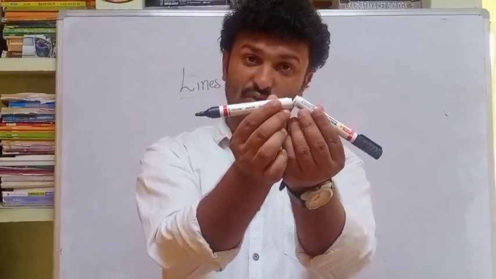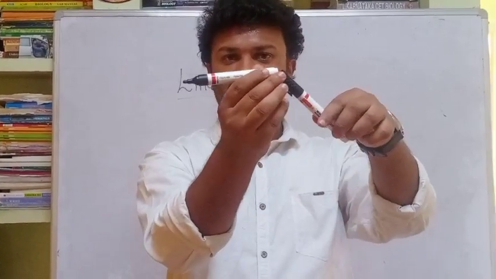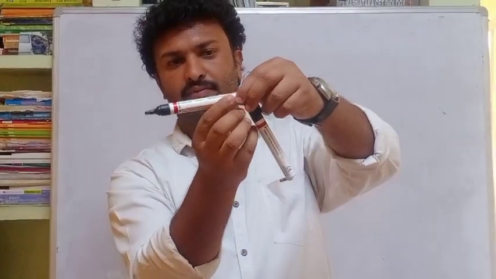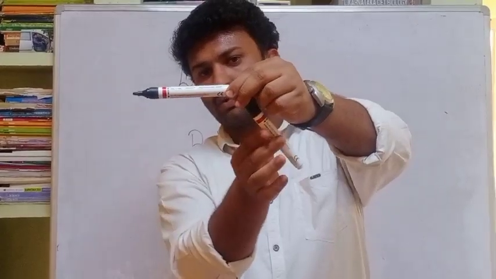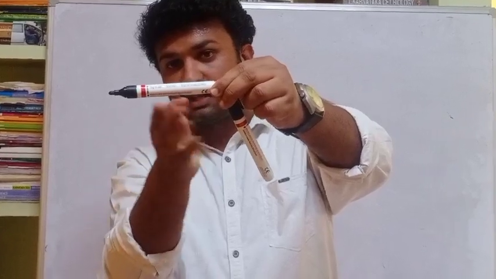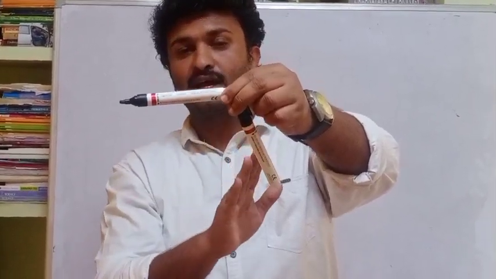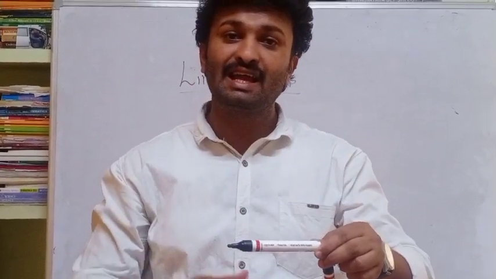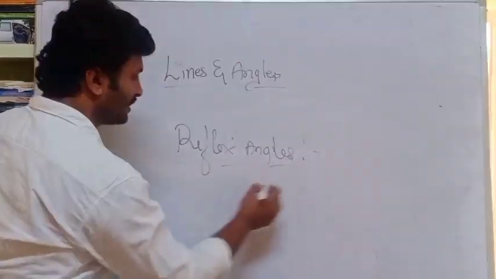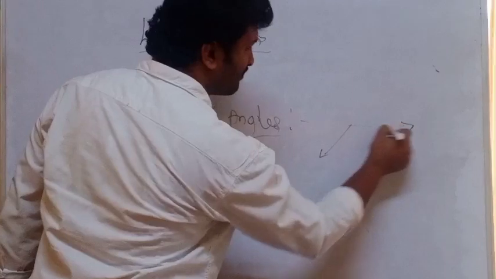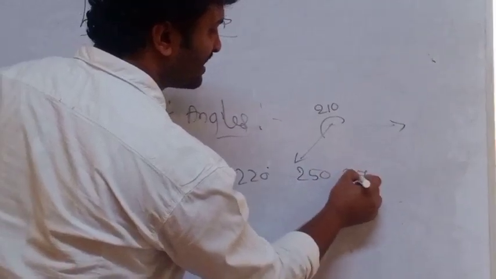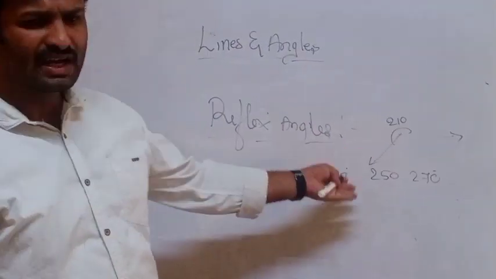Angles which measure more than 180 and less than 360 are called reflex angles. This complete circle measures 360. This is less than 360 but more than 180. For example, you take 210, 220, 250, 270, and so on. These are called reflex angles.